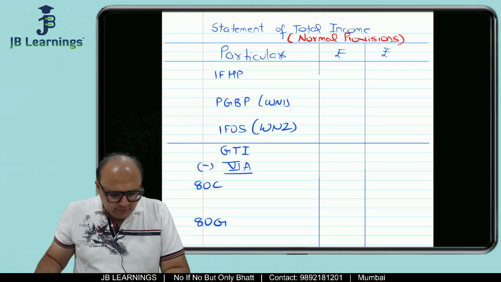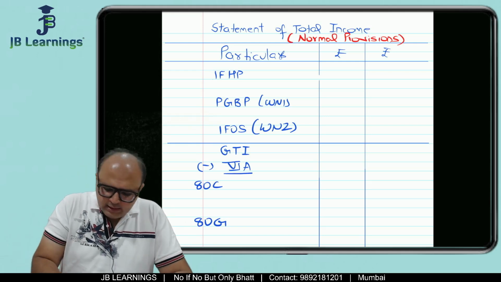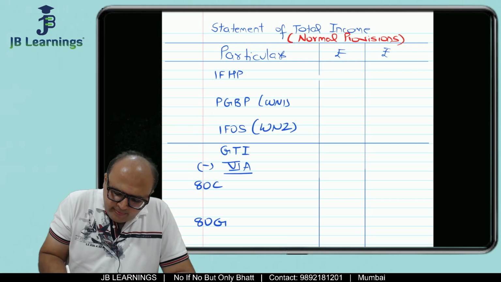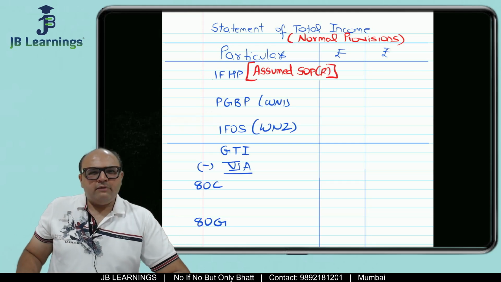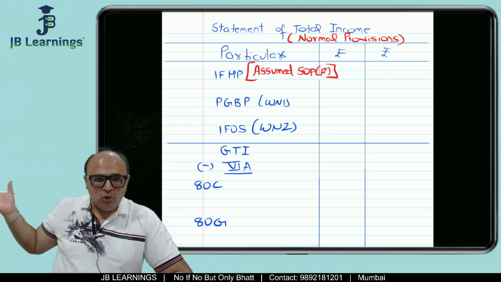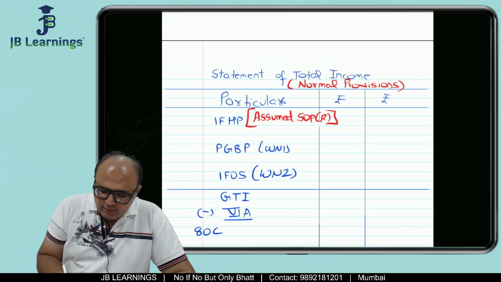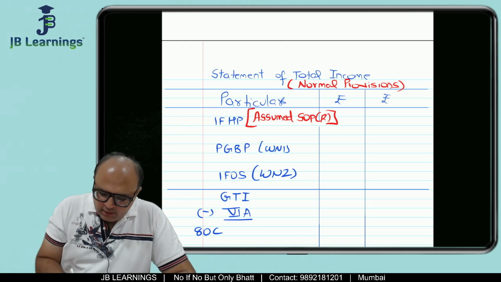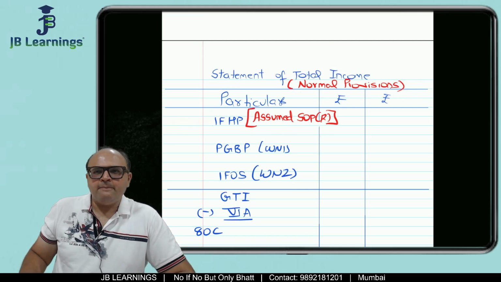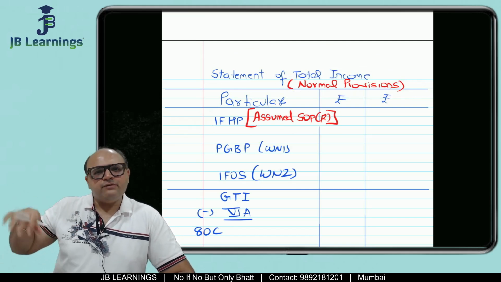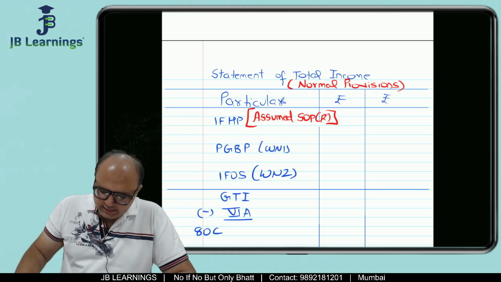So now the very first thing is house property. Friends, let us assume that the house which is given in the question is SOPR. So what you are supposed to do is write your assumptions also in the question. Now instead of writing all assumptions as a separate note in sentence form, you can write in bracket only: assumed SOPR. I have written statement of total income, normal provisions. When I say normal provisions, it means we have shifted out of 115BAC.